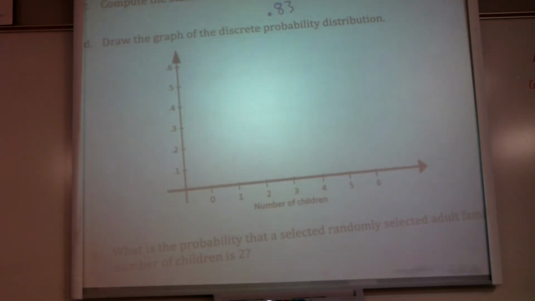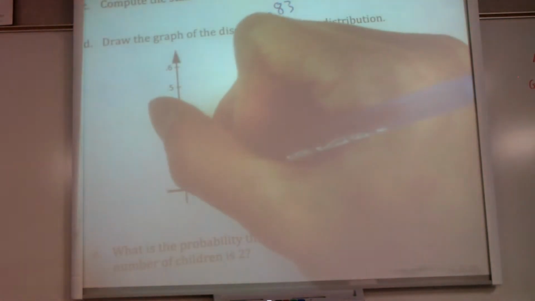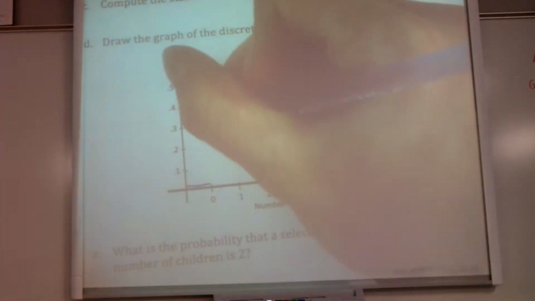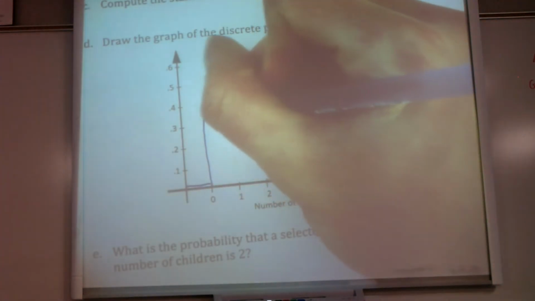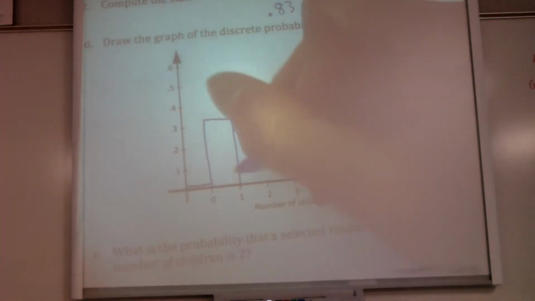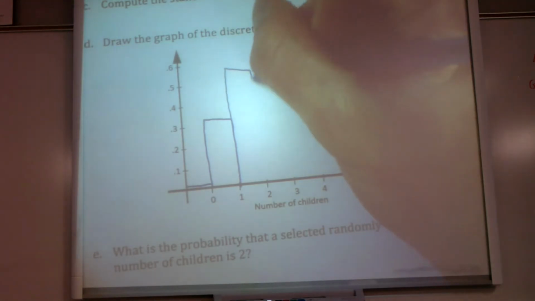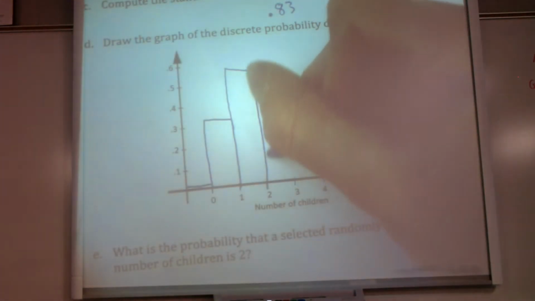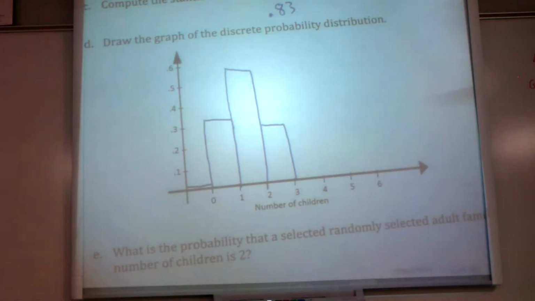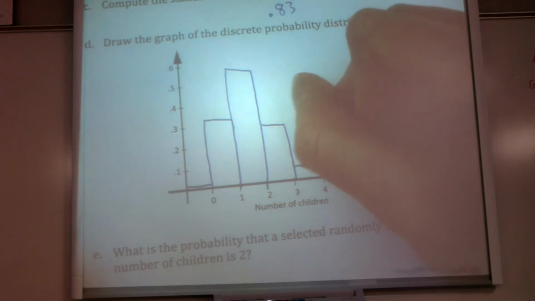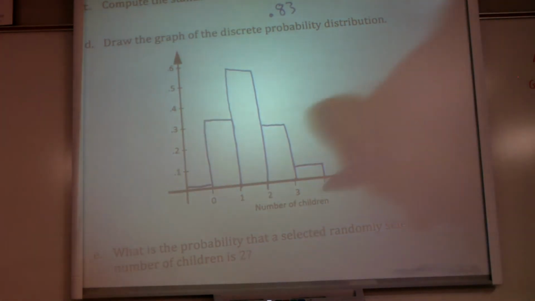I'm just going to use the probabilities from before. 0 was like 1%, so that's very low. 1 was 0.33. And don't worry about this being perfect, we're just trying to get an idea of what shape it's going to be. 2 is 0.578. 3 is 0.278. And then we have 0.078, and then we had less than 1%.